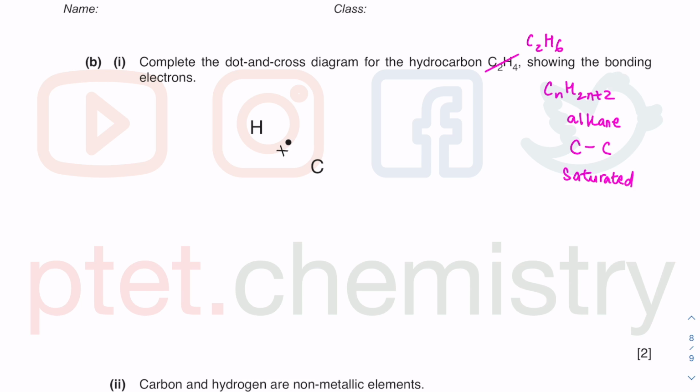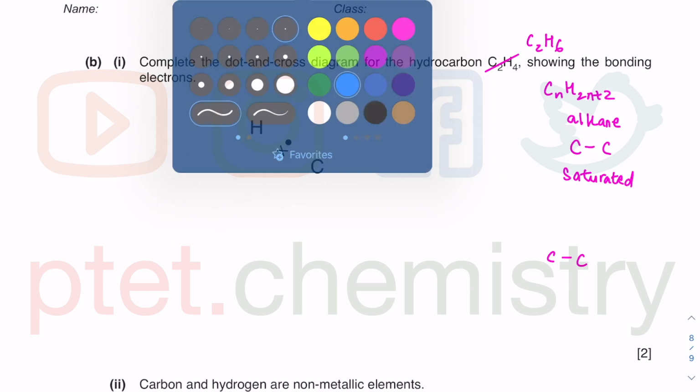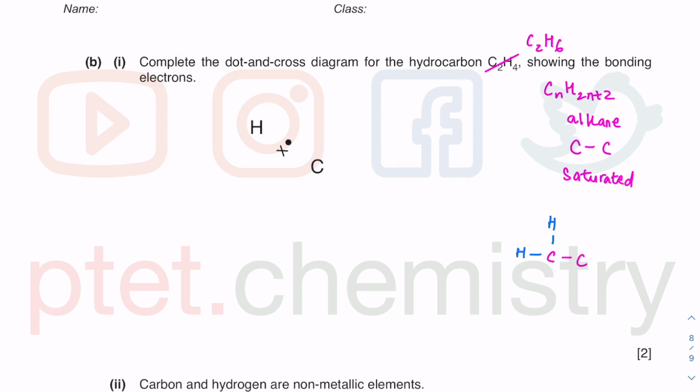Before you draw dot and cross, it's good if we can draw the display formula. Carbon-carbon single bond only. The rest is hydrogen, and hydrogen forms a single covalent bond as hydrogen shares 1 electron to complete the outer shell. So you have 6 hydrogens around this ethane. This is ethane, with 2 carbons and the A and E in the name. Each of these is a single bond, so it's just 1 dot and 1 cross.